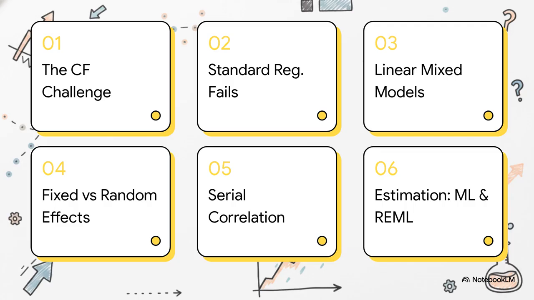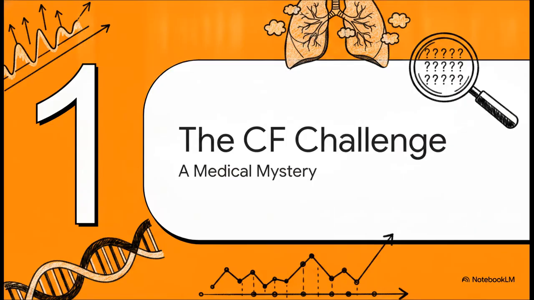Okay, let's jump right into our roadmap for today. First, the cystic fibrosis challenge. Second, why standard regression fails. Third, we'll introduce linear mixed models. Fourth, fixed versus random effects. Fifth, serial correlation. And finally, estimation using ML and REML. Starting with Section 1, the cystic fibrosis challenge, a medical mystery in longitudinal data.